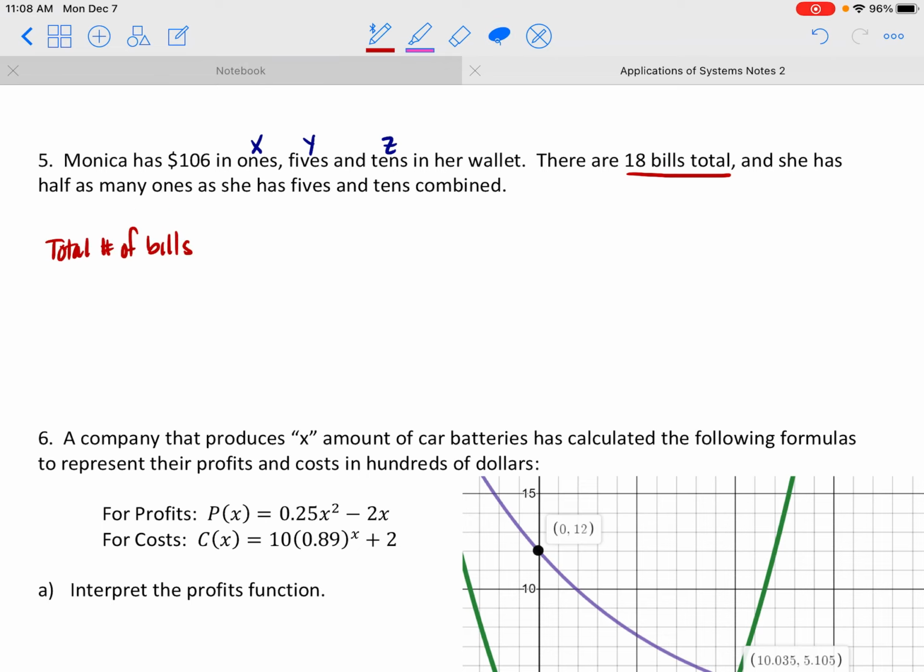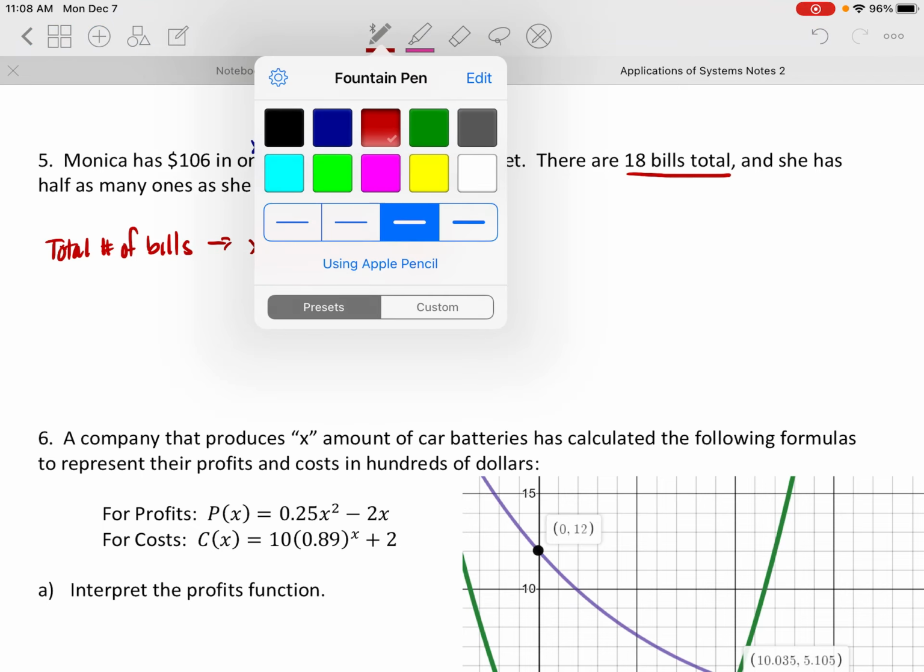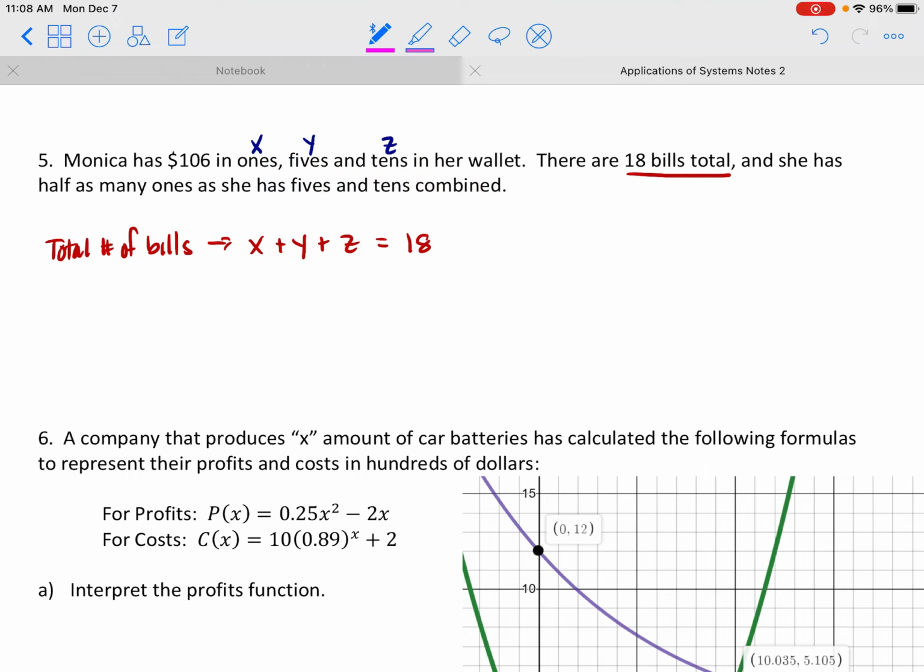More space here. Total number of bills. So the number of ones and fives and tens all together, 18. No big deal. Okay. The second equation could be for the total value. She has $106 total. So let's put an equation in for the total value.